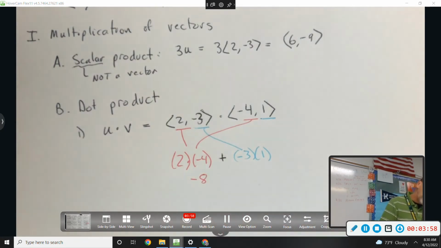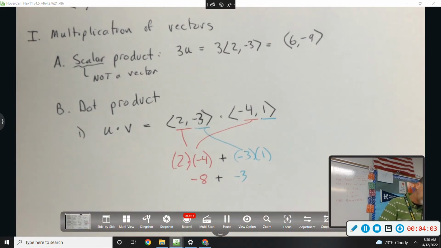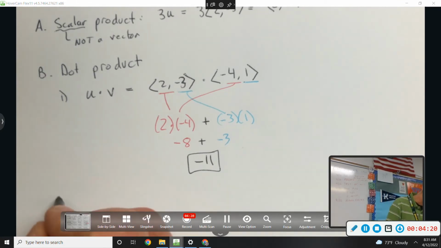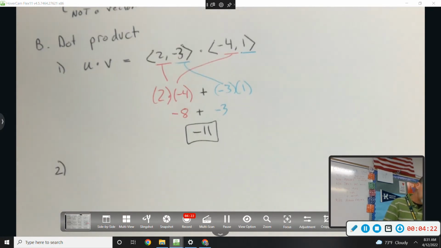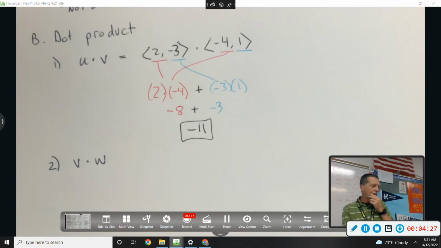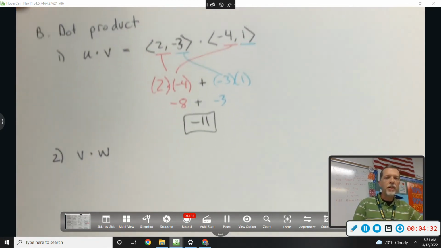So -8 plus -3, our answer is -11. That's a dot product. So dot product involves 3 different operations, 2 multiplies and then an add. Multiply the x's, multiply the y's, add them together. All right, not hard, but you try one. You try v dot w. Again, v and w are still listed at the top up there.